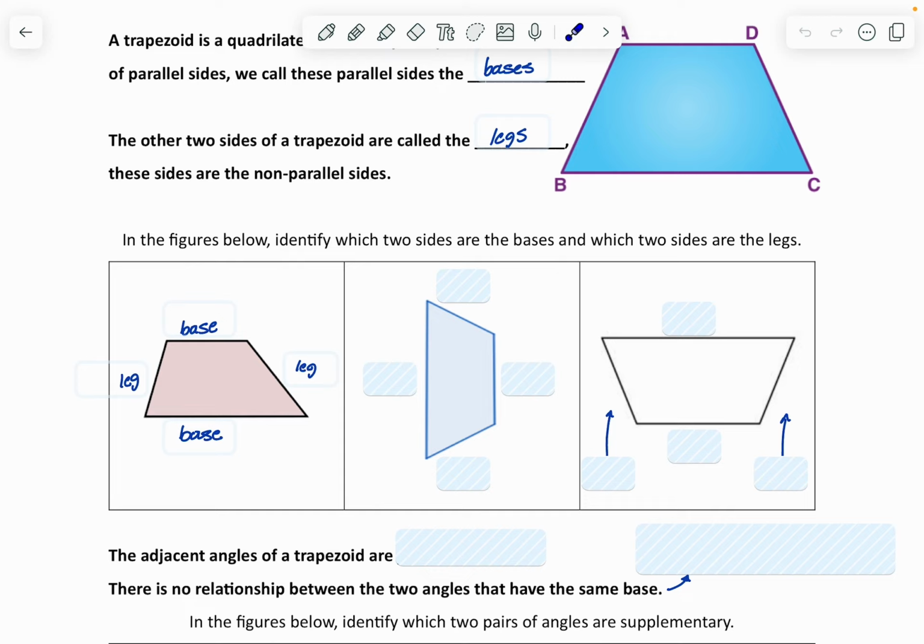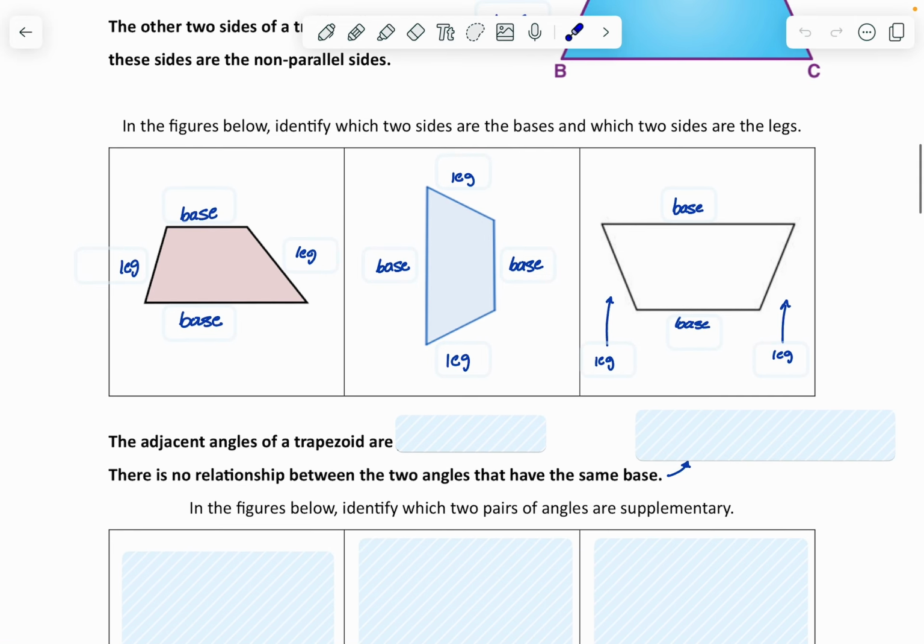Next example, I rotated the trapezoid on you. It doesn't always need to be the top and the bottom, right? The top and the bottom, in this case, will intersect. Those are our legs. The two parallel sides, those are our bases. Then the last example, two parallel sides are pretty obvious. Other two sides are our legs.